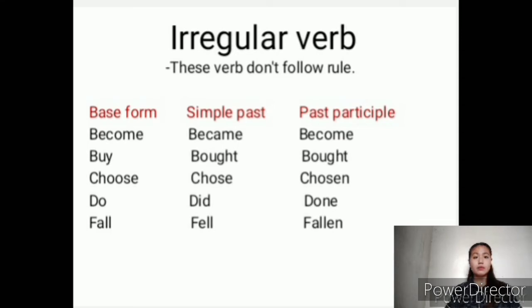Irregular verb. These verbs don't follow the rule. They make rule changes. And there is a table and example. Base form, simple past, past participle. Become, became, become. Buy, bought, bought. Choose, chose, chosen. Do, did, done. Fall, fell, fallen. So, regular verbs add a D or ED, and each irregular one has a different ending.